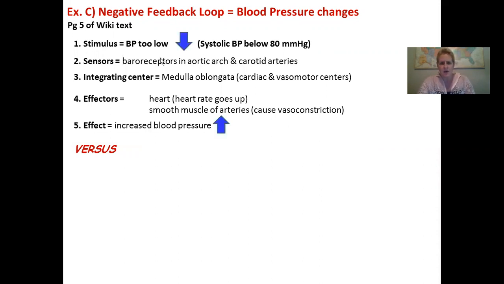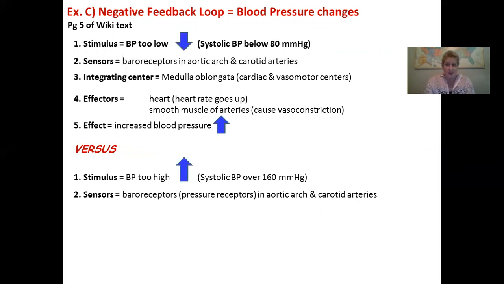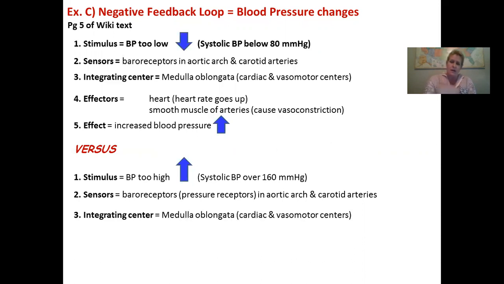Look at the arrows. At the start of the pathway, the arrow is going down. At the end of negative feedback, it better be going back up. Okay, let's look at what happens when blood pressure is too high. If blood pressure is too high, that means it's above 160 millimeters of mercury. The same baroreceptors are going to detect that very quickly. The same integrating center is going to respond, okay? The cardiac and vasomotor center of the medulla.